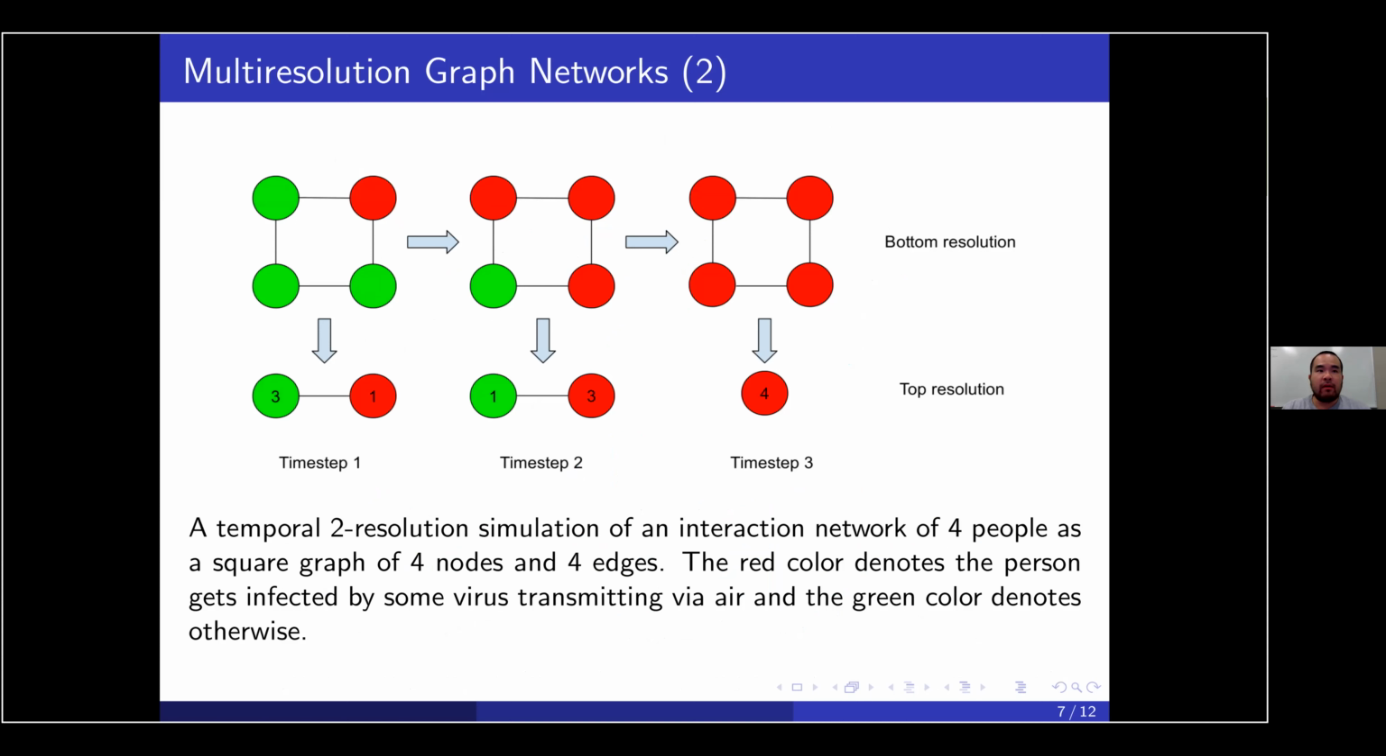Here is an example of a temporal two-resolution simulation of an interaction network of 4 people. The red color denotes the person gets infected by some virus, and the green color denotes otherwise. In time step 1, only one person gets infected, and the quotient representation contains 2 clusters with label 3 and 1. Gradually, the virus spreads from one to others, and in step 3, when everyone gets infected, the quotient representation contains a single cluster with label 4.